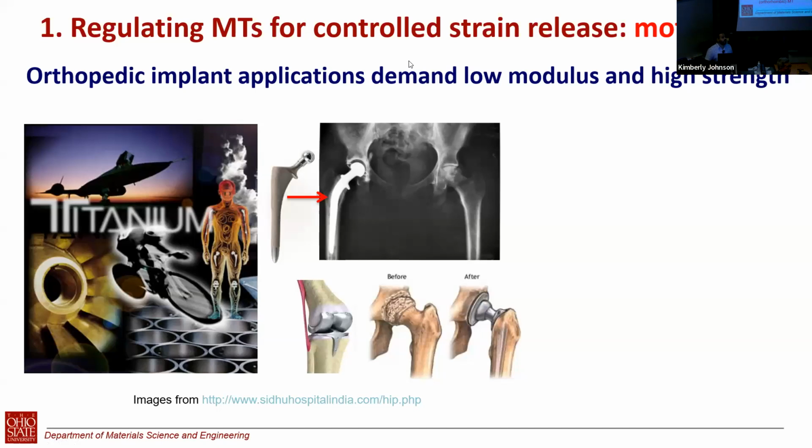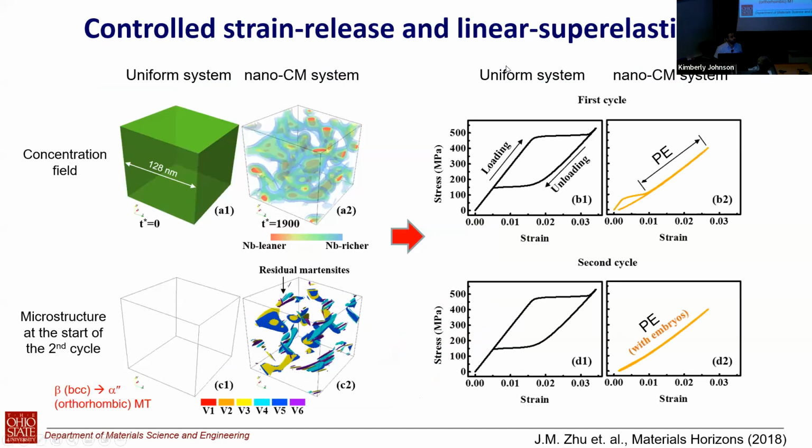It doesn't disappear anymore. When you apply the second load, those ones are ready to go. If you look at the stress-strain curve for the uniform system, you have this big square-like hysteresis loop. For the modulated one, this small plateau induces the formation of those stable embryos of martensite in the first cycle. After the first cycle, in the second cycle, it becomes completely linear superelastic.